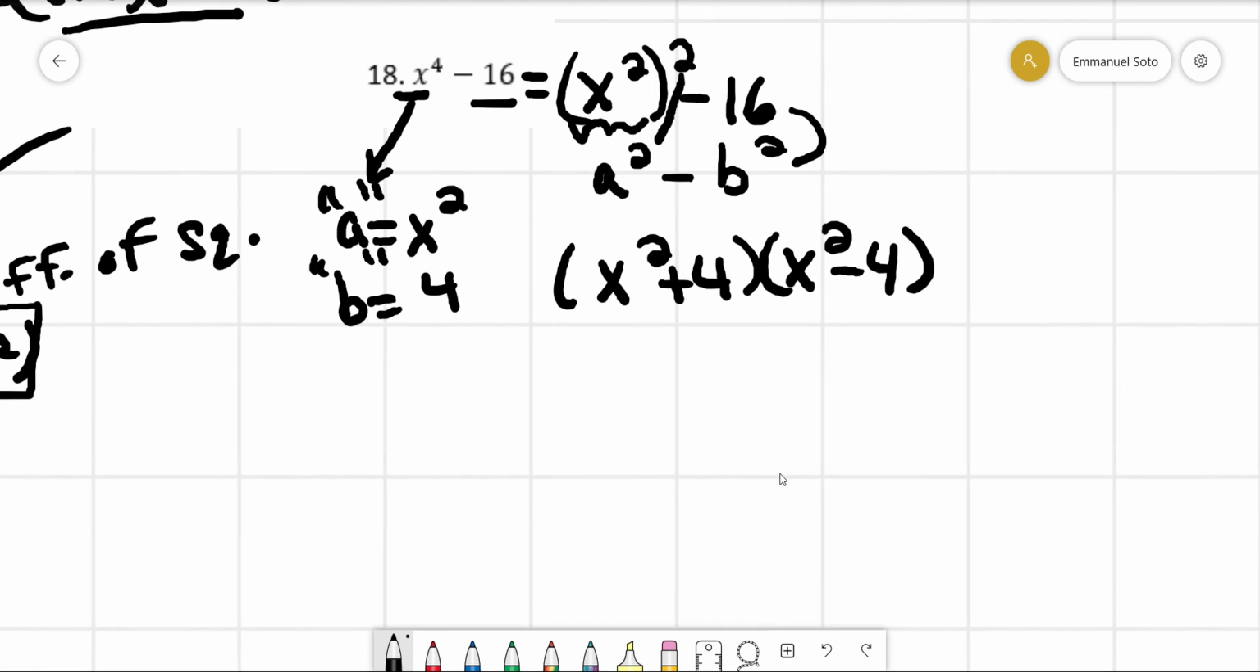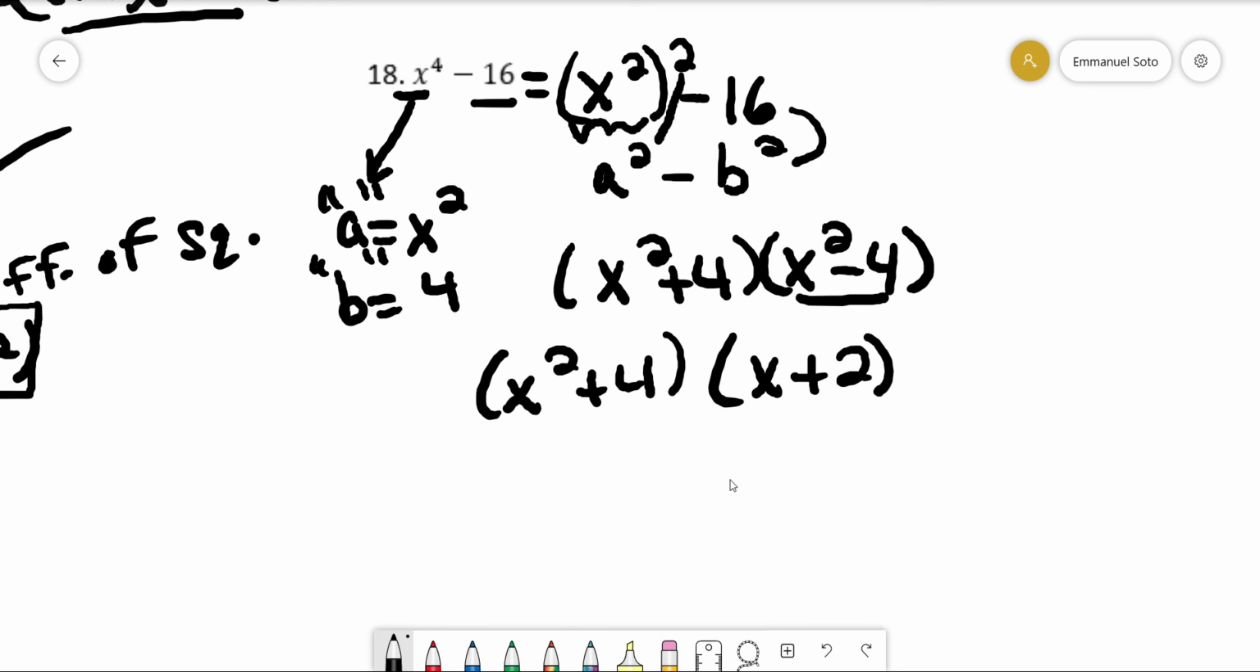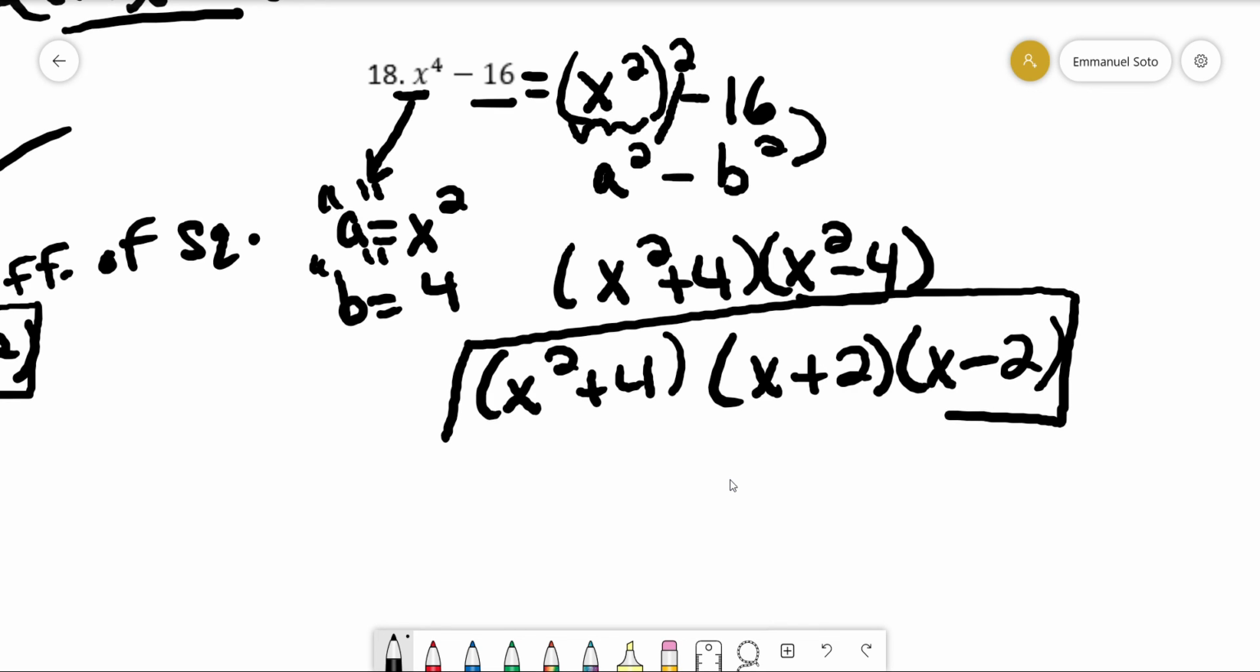But as we witnessed earlier, this is a difference of squares again, so we're going to repeat the difference of squares formula. So we get x plus 2, x minus 2. And that's our completely factored form.